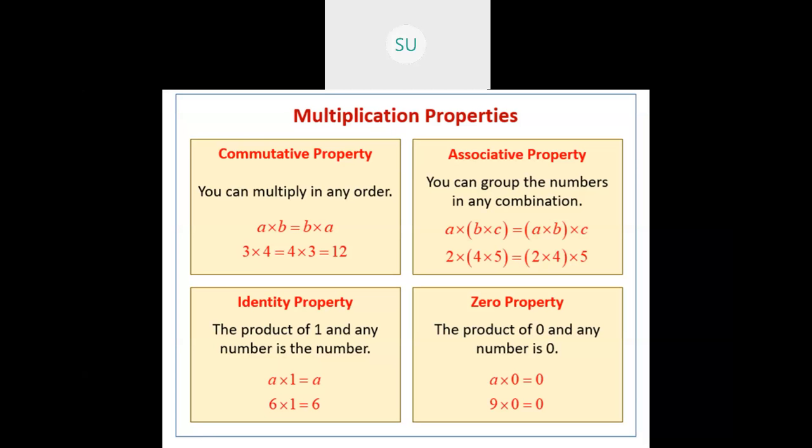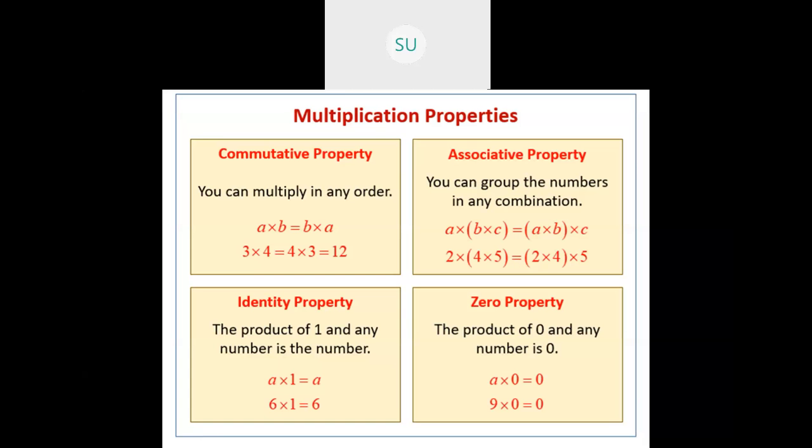Okay, the next property is associative property or changing order of three numbers. So here you can group the numbers in any combination. So you have three numbers to multiply. You can multiply the three numbers in any order. So here they have done 2 into 4 into 5. First they have multiplied 4 into 5, which is 20, and then multiplied 20 into 2, which is 40. Then the next time they have multiplied 2 into 4 first. 2 into 4 is 8, and 8 into 5 is 40. So if you multiply them in any order, your final product remains the same. Okay, so that's called associative property.